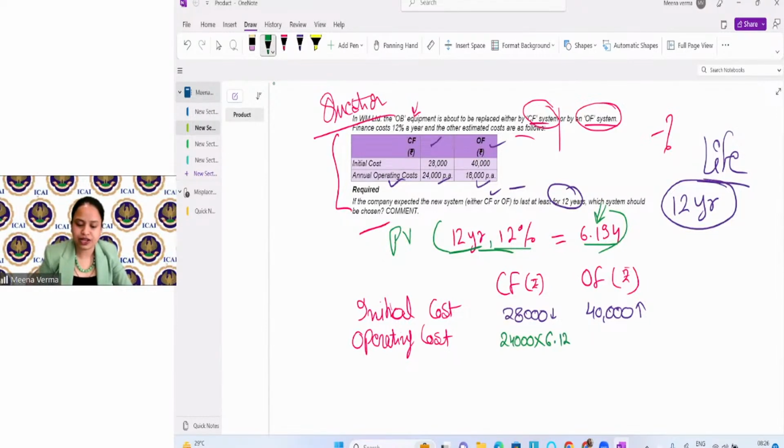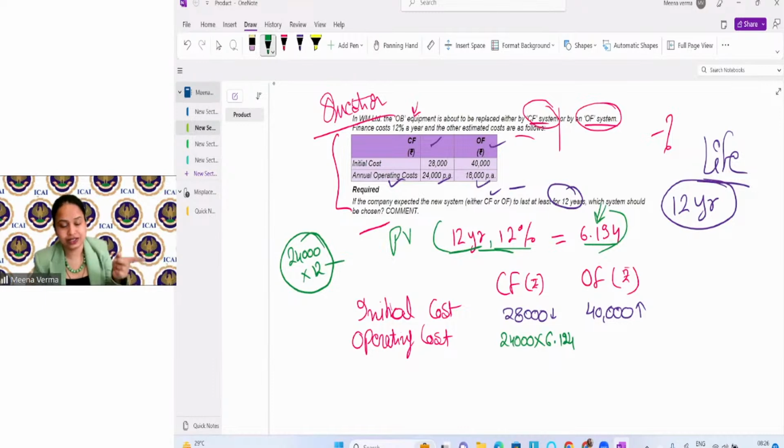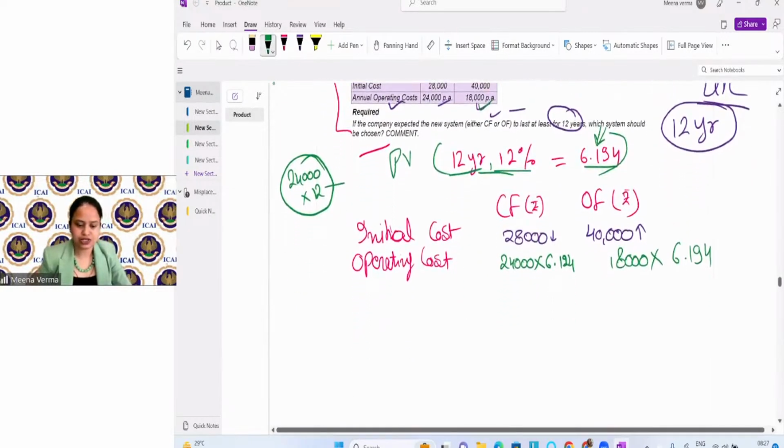Why are we multiplying it with the annuity value? Because we will not do 24,000 into 12. A layman will do this type of calculation. But since we know that the value of money decreases with time, even if we incur a cost of 24,000, its value will decrease in future. So for that reason, we will multiply it with 6.194. And in this case, it is 18,000. So we will multiply this with 6.194. Now solve this, you will get the total life cycle cost.